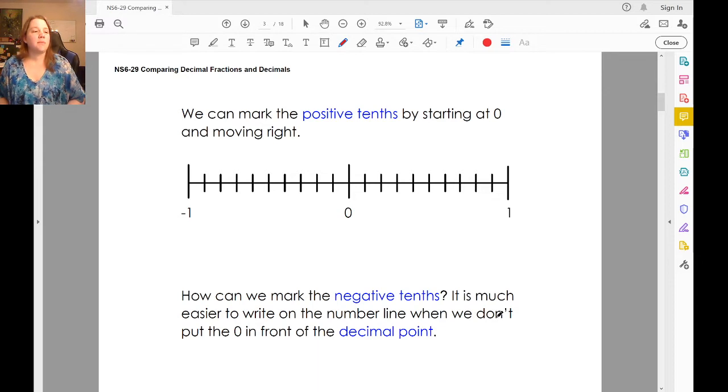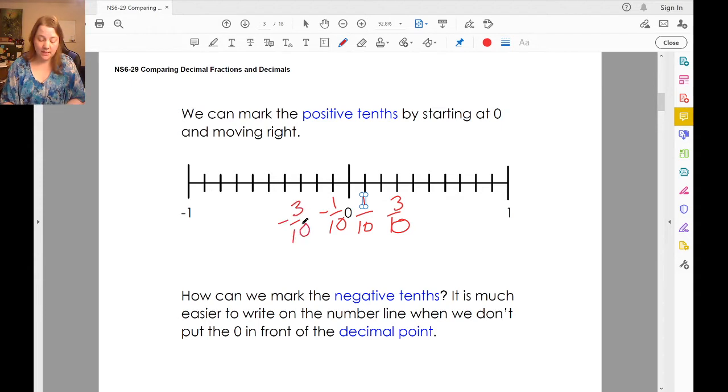So we have positive tenths here. This is 1 tenth, 2 tenths, 3 tenths, and we could keep going. Going the other way, it's the same thing, just backwards. Negative 1 tenth, negative 2 tenths, negative 3 tenths, and so on and so forth. It's the same distance, just different directions.